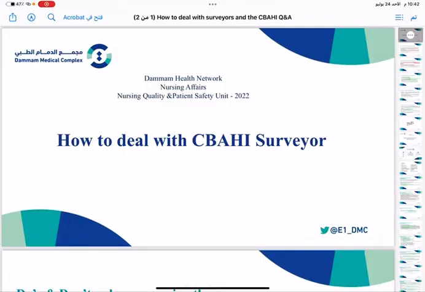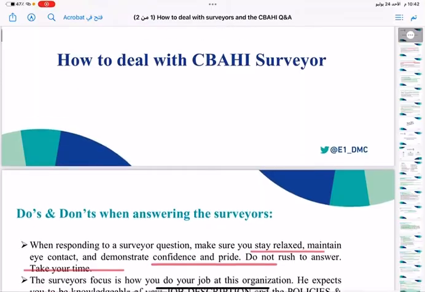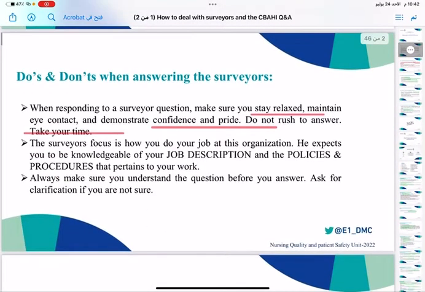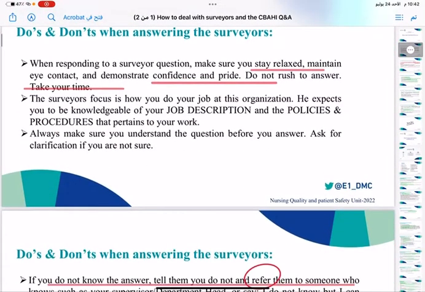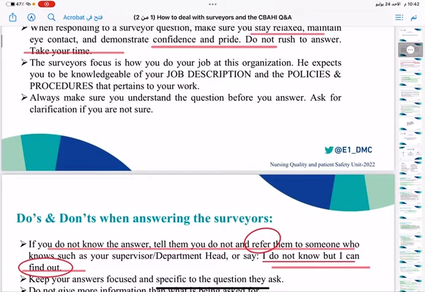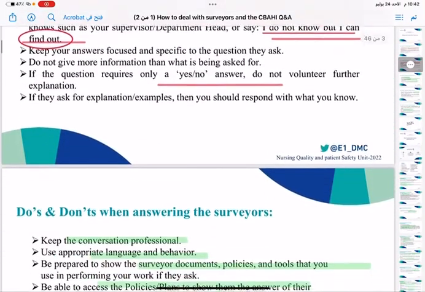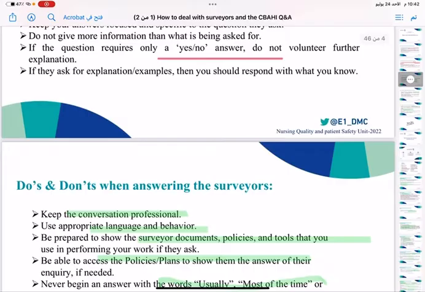Hello everybody. Here we'll discuss how to deal with the CBAHI surveyor. When you are dealing with the CBAHI, you have to be confident, relaxed, maintain eye contact, be professional, and watch your behavior and body language.